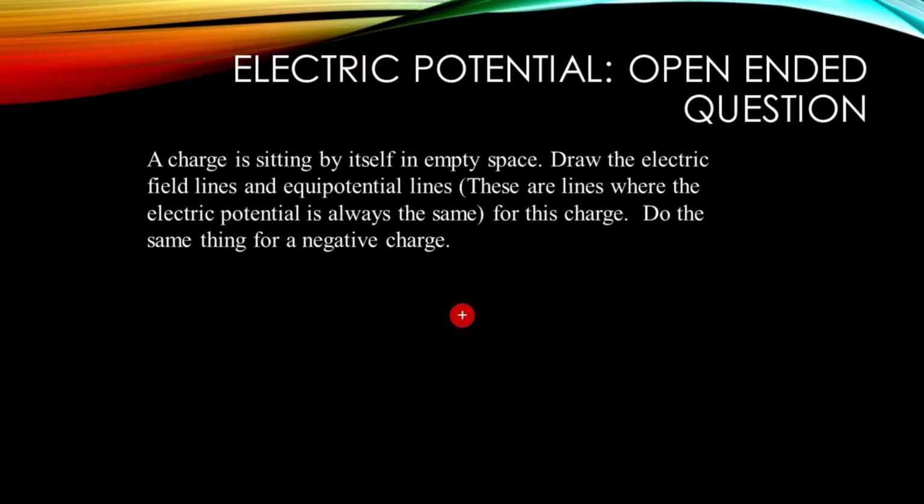Okay, I already kind of explained this one, so I want you guys to do it now yourself. But consider a charge that's sitting by itself in empty space. Draw the electric field lines and equipotential lines for this charge, and do the same thing for the negative charge. Okay, and then we're going to talk about something kind of interesting about this afterwards.